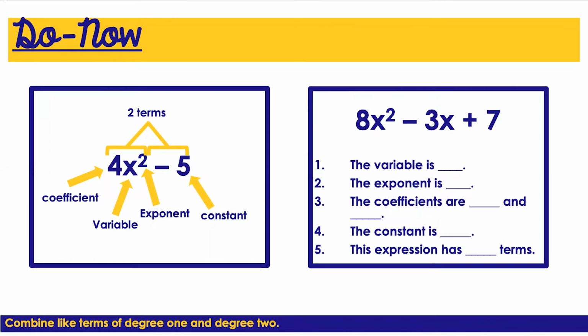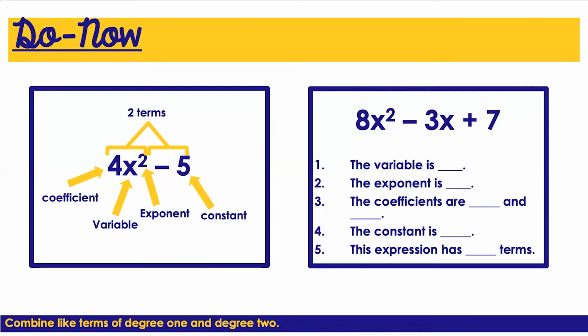So for this do now, students are given a polynomial, 8x squared minus 3x plus 7, and they're asked 5 questions. In my class with my do nows, kids receive a piece of paper as they come in, and I take them up every day for a grade just to make sure they're in class on time. That's optional though. Regardless, when you're ready to review, all you have to do is click and the answer is going to pop up.